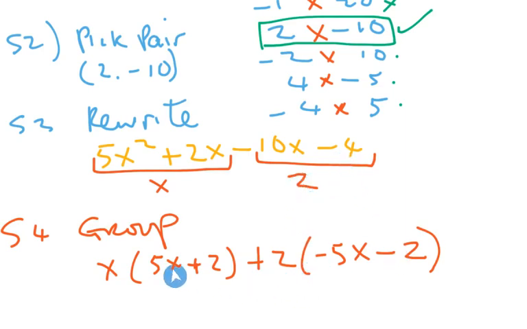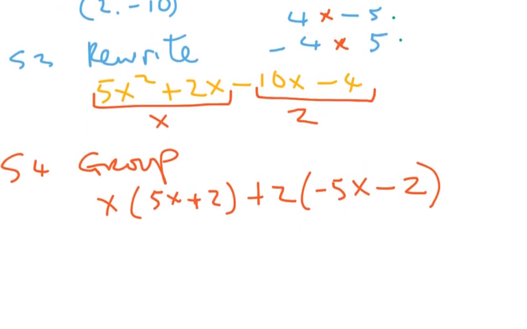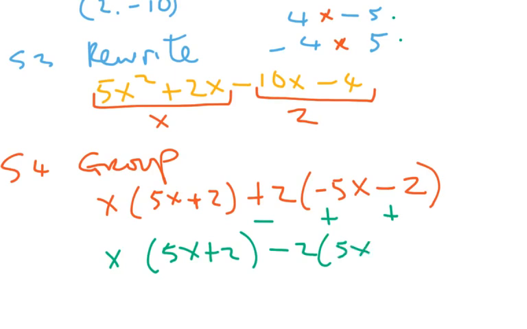But, as you can see, I have a 5x plus 2 here, and I have a minus 5x minus 2 here. So what I'm going to do is change the signs. I'm going to change that to a minus, that to a plus, and that to a plus. So it's going to give me x into 5x plus 2 minus 2 into 5x plus 2. And we did this a few days ago to show that that's the same thing.